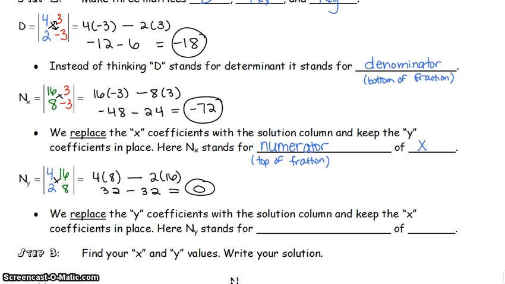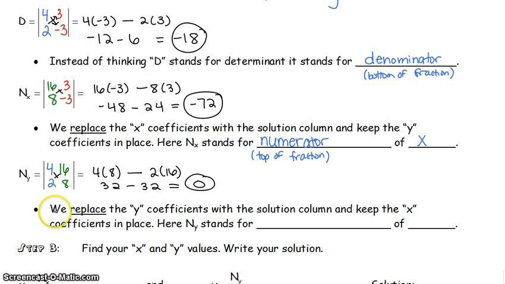Alright, so we have our three matrices. Again, n sub y, we replace the y coefficients with the solution column and keep the x coefficients in place. And I bet you can guess that n sub y is going to stand for numerator of y.